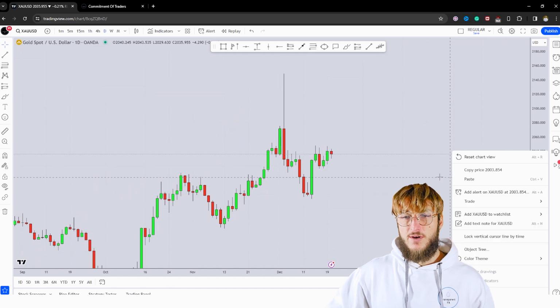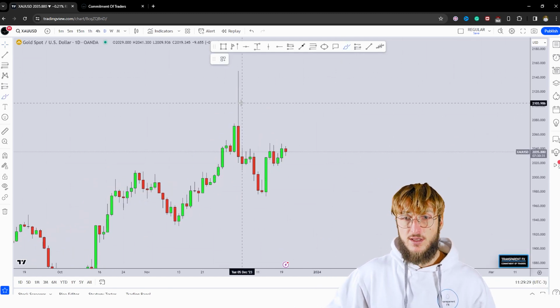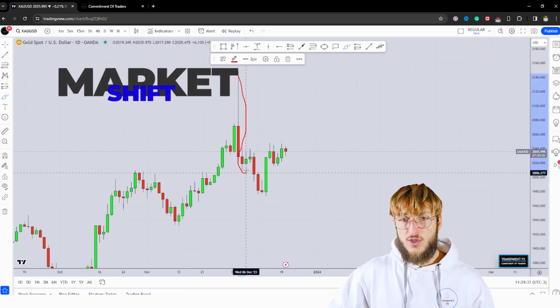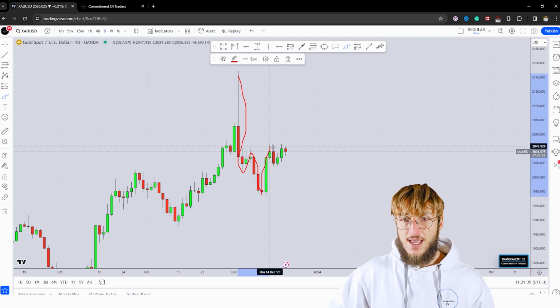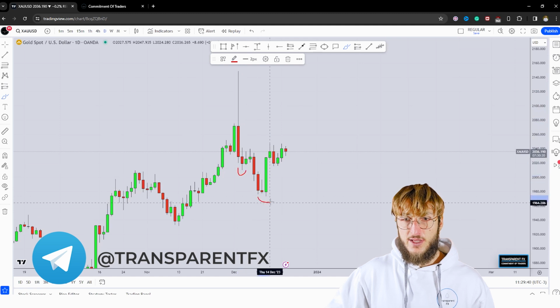Now, what we have to identify here is that the pattern that the structure has been creating from a structure perspective has just shifted. In fact, from here, the market was creating lower lows and lower highs. Now we have the creation of this inverted head and shoulders with the left shoulder here, the head here, and the right shoulder here.